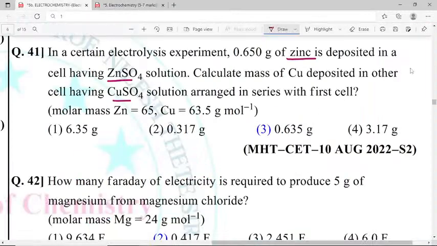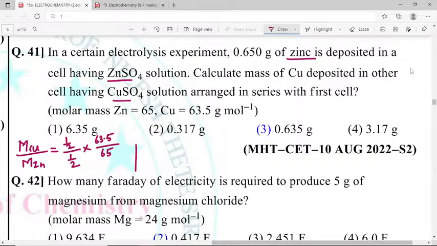So this is the zinc. Calculate the mass of copper. The mass of copper divided by the mass of zinc is equal to the molar ratio of copper, 1/2, divided by the zinc mole ratio, 1/2, multiplied by the molar mass of copper, 63.5, divided by the molar mass of zinc, 65. So the 1/2 gets cancelled, and so this is the mass of the copper.